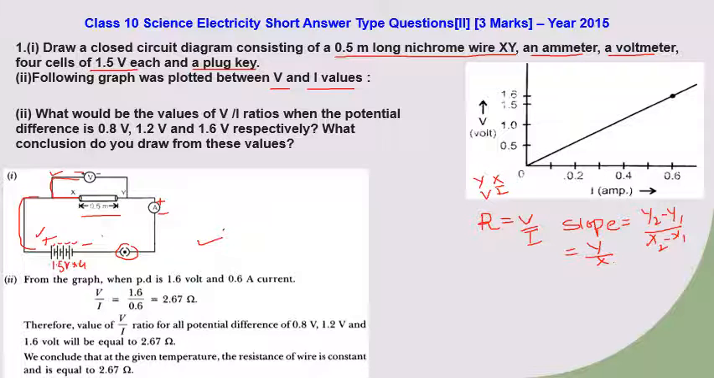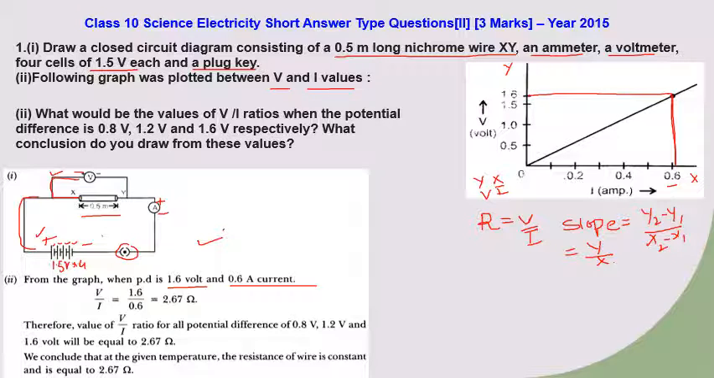Here we can take the values as they have taken, 1.6 volt and the corresponding current. At 1.6 volt, there is a point given over here. Join it with the x-axis, that is 0.6 on the x-axis and 1.6 on the y-axis. This is the y-axis, this is the x-axis.